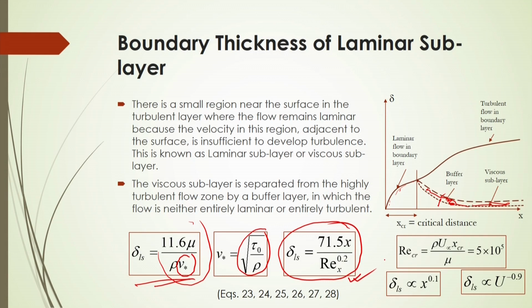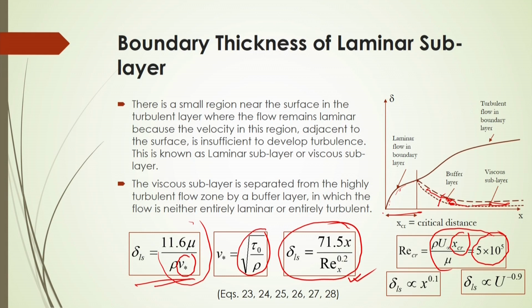Now, what will be the critical distance from the edge where you get the transition from the laminar to the turbulent boundary layer? That is called the critical distance. That critical distance can be calculated from the critical Reynolds number, which will be equal to 5 into 10 to the power 5. So, based on this critical Reynolds number you can calculate x critical, provided you have the value of the uniform velocity, that means the free stream velocity, and also the physical properties of the system.